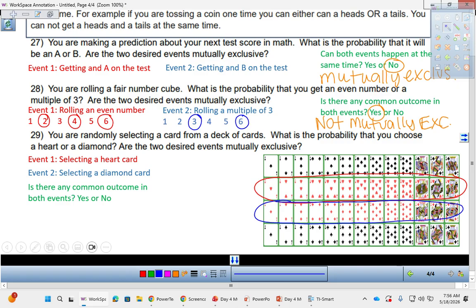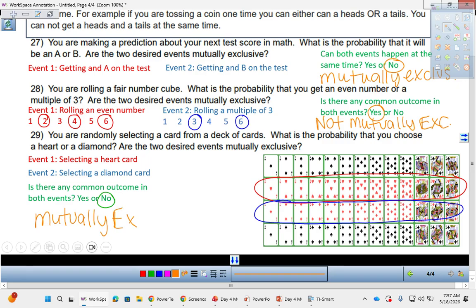Are there any outcomes from my red circled problems that also show up in my blue circled problems? In other words, can I pick a card, one single card, that's going to have a heart and diamond on it at the same time? Does that card exist in the deck? None of these cards have both a heart and diamond. They either have one or the other. There's no repeats in these two things. So, is there common outcomes in both events? No. There's nothing in the red event that's also in the blue event. So these are mutually exclusive.